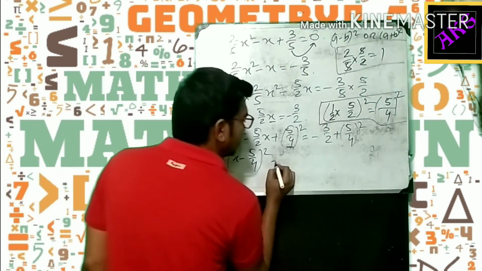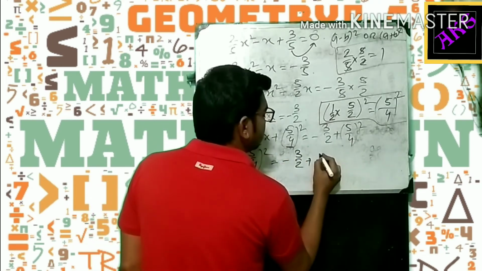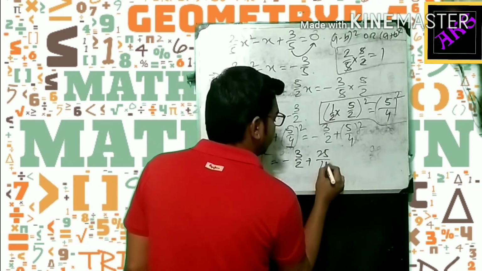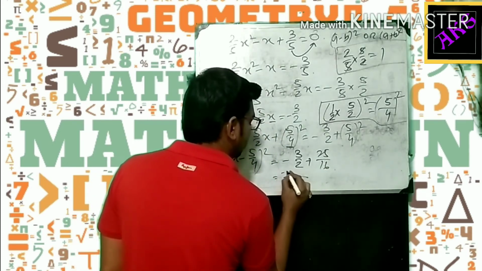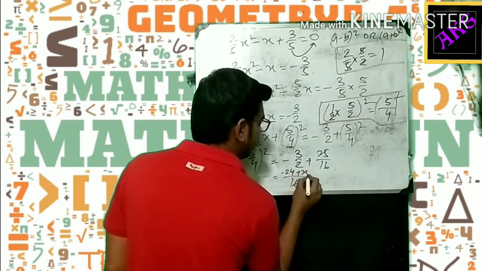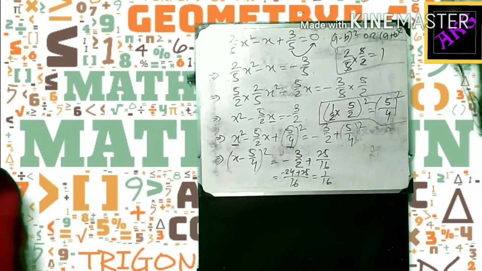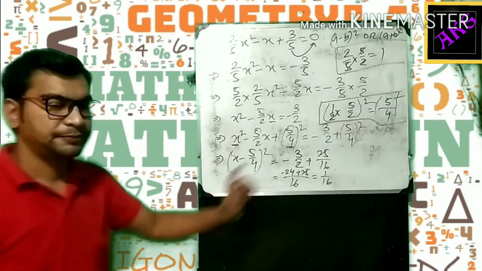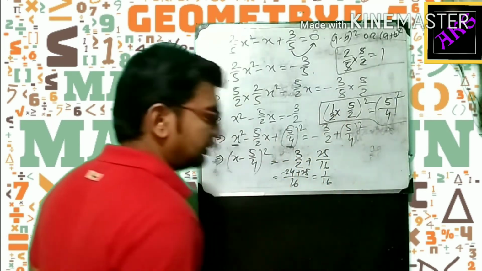Okay, that equal to, we had 3 by 2 plus, if we expand it, it gives 25 by 16. That means 16 is the LCM: 24 plus 25, that gives us 1 by 16. Clear? Now, how to solve it?